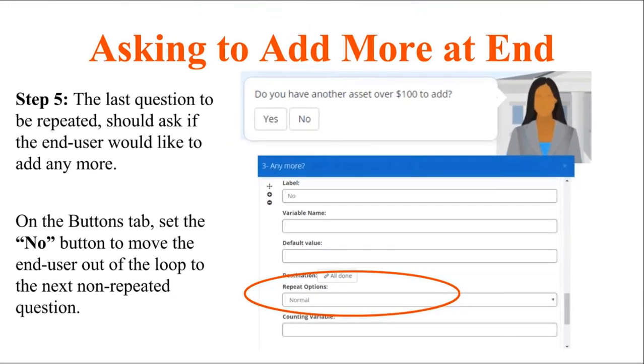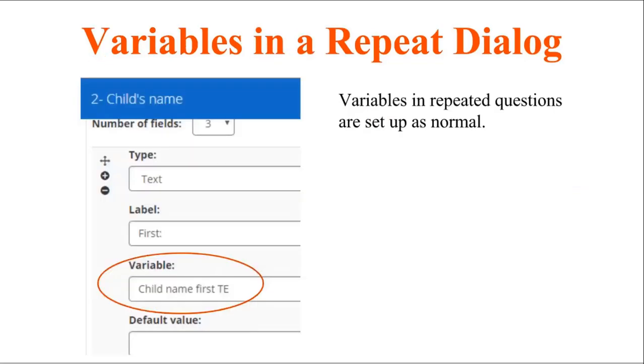On the no button, you just branch them out. They're done. So you take them to whatever the next step or next section is, next question, and the repeat options are normal. And then you're done. There's no logic in the asking to add more section. You just keep having the end user manually push themselves through the loop.